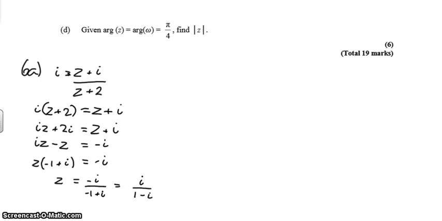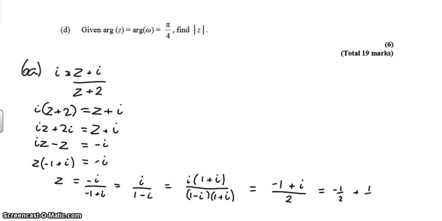But we need it in the form r cis theta, so we need to make the denominator real, multiply by its conjugate there. So we can say that is i(1 plus i) over (1 minus i)(1 plus i), which is (minus 1 plus i) over 2. Which means we have in Cartesian form minus a half plus a half i.